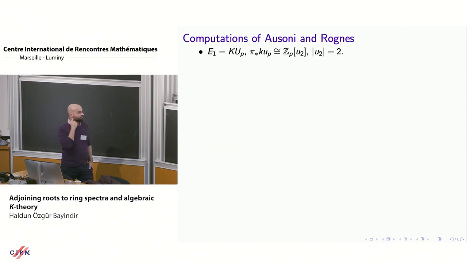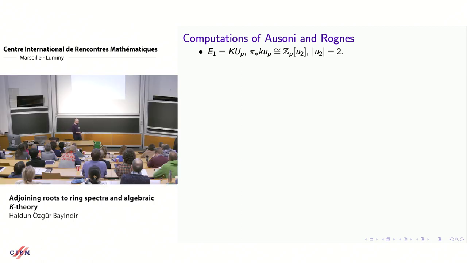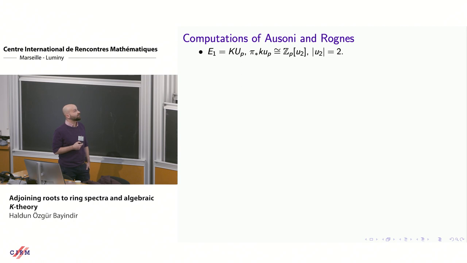Ausoni and Rognes considered the n equals 1 case of this after making these conjectures. In the n equals 1 case, the first Morava E-theory is the p-completed complex K-theory spectrum. Of course, they use trace methods, so instead I would always be considering the connective covers. That's what one has to do whenever they use trace methods for these purposes. Okay, so the homotopy ring of the complex K-theory spectrum is given in this way with the Bott generator in degree 2. This is basically Bott periodicity.